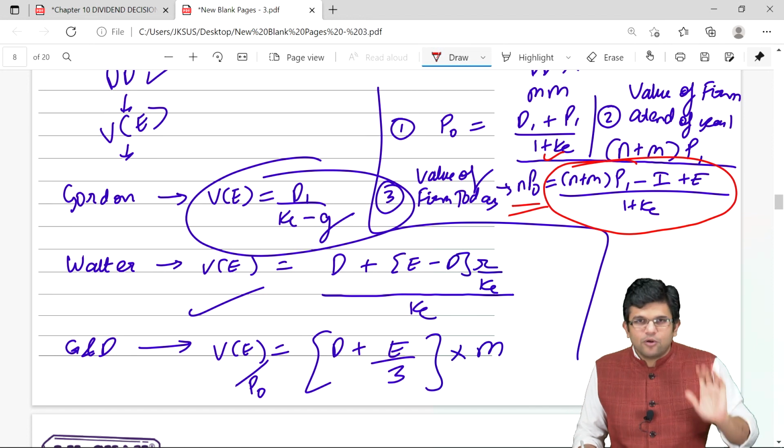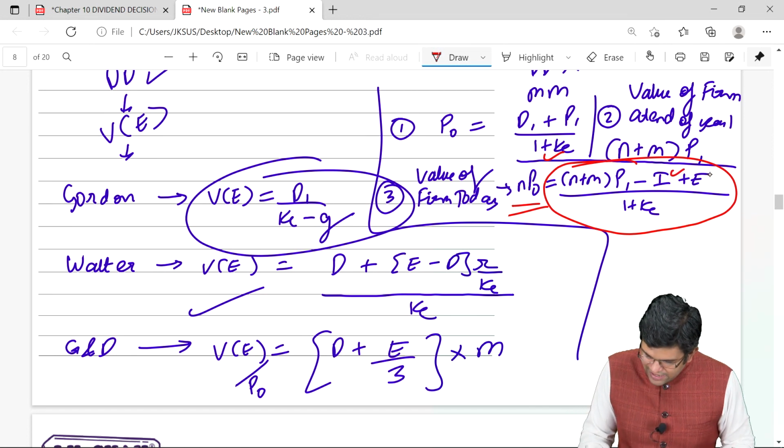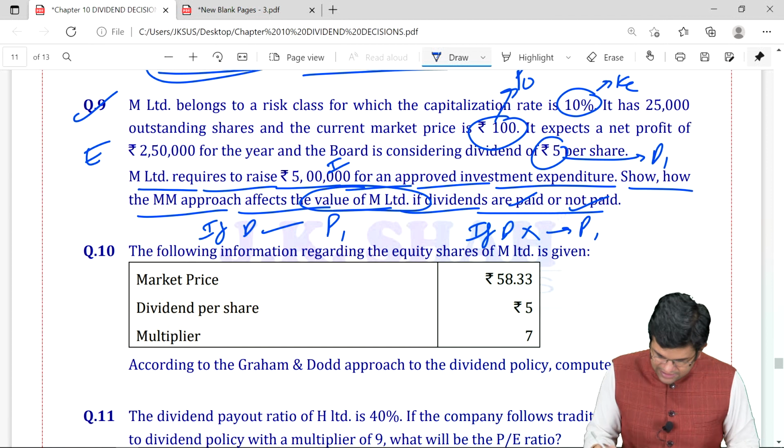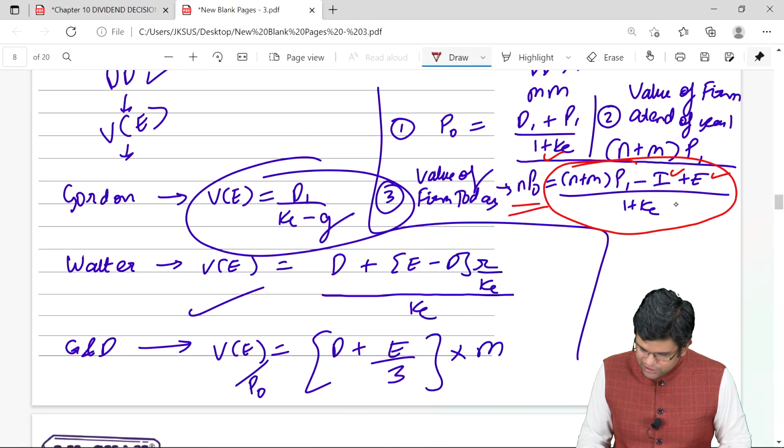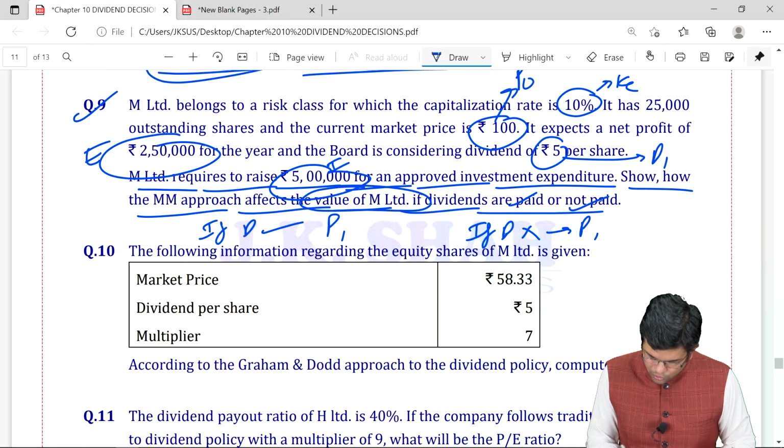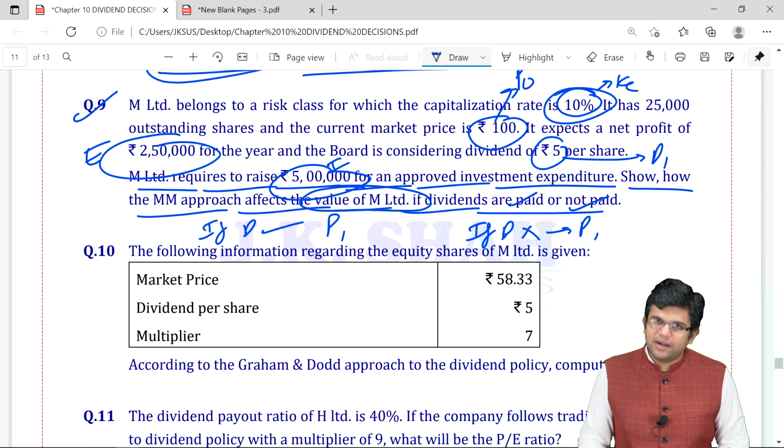I'll tell you what working note you will require. First of all, children, I and E. What is I and E? I here is 5 lakh, E here is 2,50,000, irrespective of whether you are giving dividends or not. KE, children, you have already with you as your 10% required rate of return.